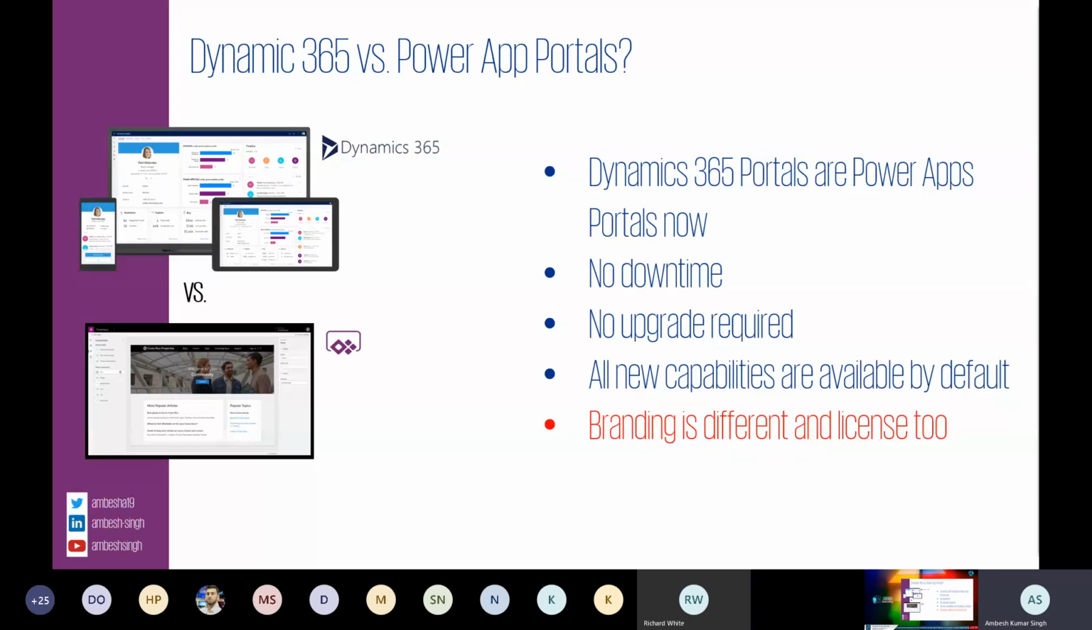There is completely no change in the structure. There was no downtime, no upgrade required. It is done automatically if you just enable the auto upgrades in your admin center, and it happens in a night, so there was no downtime for that also. And all of the new capabilities are available by default for the existing portals too. So there is only one thing changed, and that is the branding. Initially it was Dynamics 365 portals, and now we call it Power Apps portals.